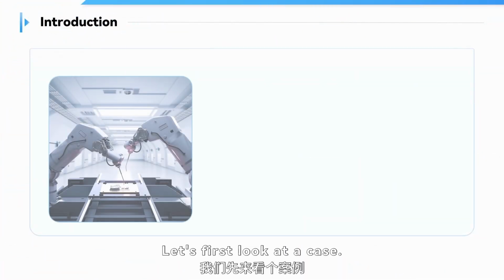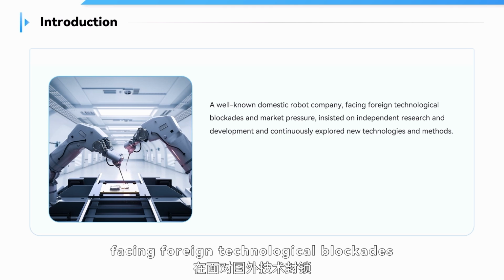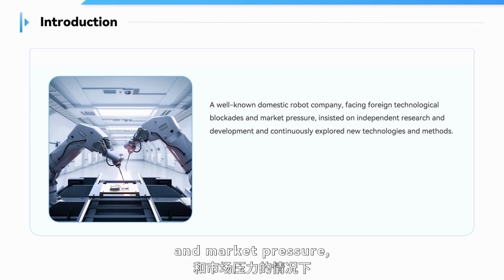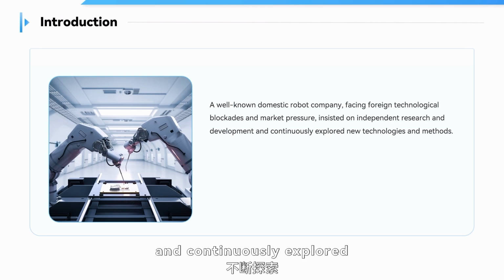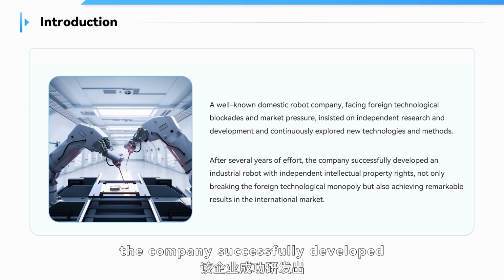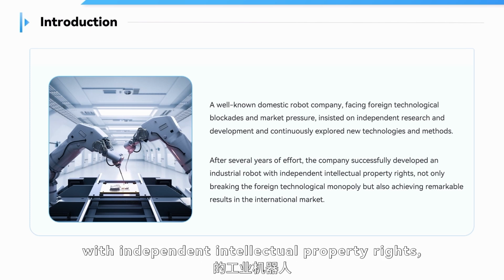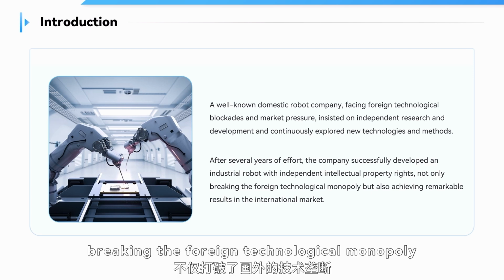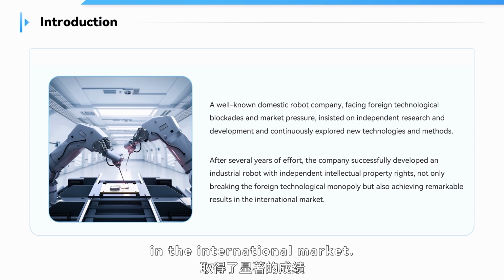Let's first look at a case. A well-known domestic robot company, facing foreign technological blockades and market pressure, insisted on independent research and development and continuously explored new technologies and methods. After several years of effort, the company successfully developed an industrial robot with independent intellectual property rights, breaking the foreign technological monopoly and achieving remarkable results in the international market.